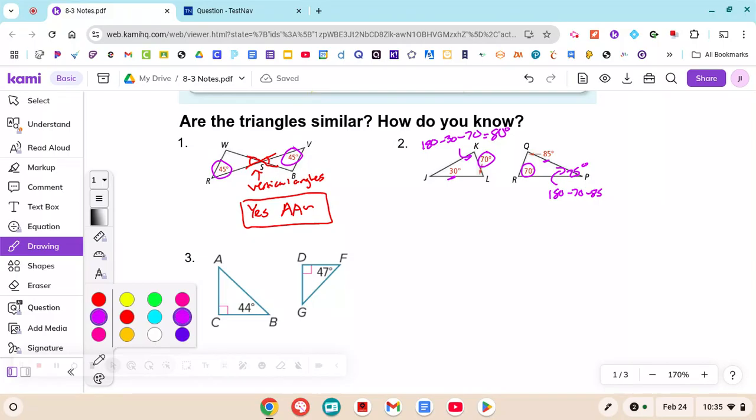But already those aren't matching each other. All the angles need to match. So we probably didn't necessarily need to go through all that work. This one's going to be a no-go. Angles aren't congruent.